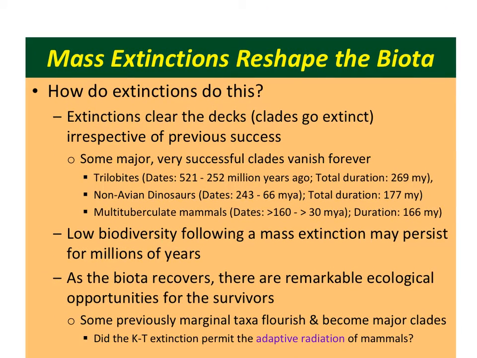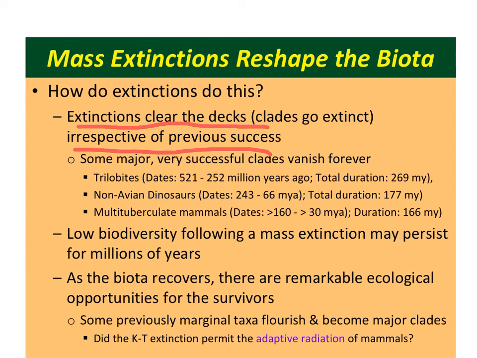So mass extinctions reshape the biota. And how do extinctions do that? Well, they clear the decks. In other words, just think about what happens if an asteroid struck, like it did in the Caribbean, the Yucatan Peninsula. Almost 75% of species and families of all kinds of organisms, plants, fungi, animals, everything went extinct. All those things were wiped out, irrespective of previous success.